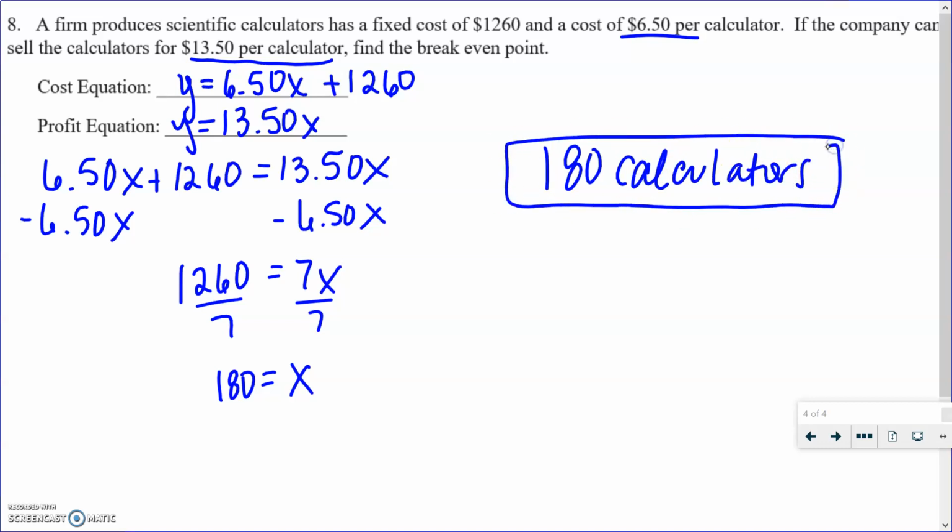And then we could also plug that back in. I'm going to use this equation because it's just less stuff, less terms, and plug in 180 for x. And we get 2,430, and that means they spend $2,430, and so then when they get that 2,430 back, that's when they break even, and that's 180 calculators.